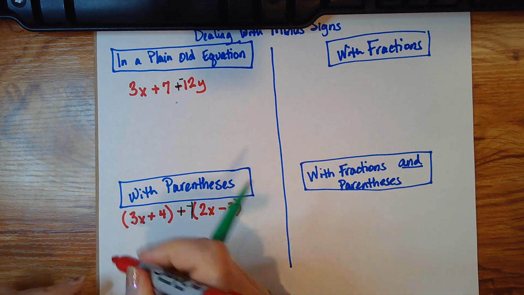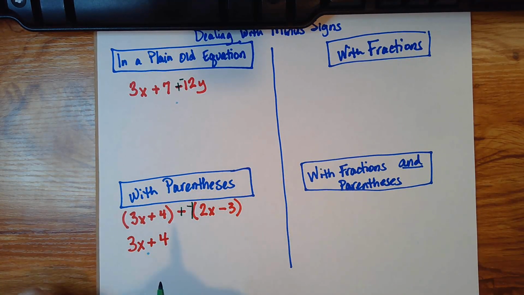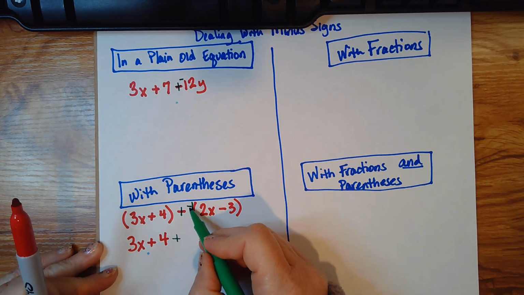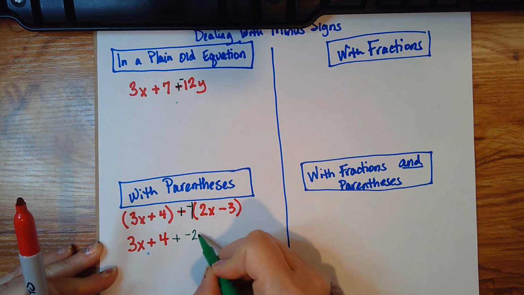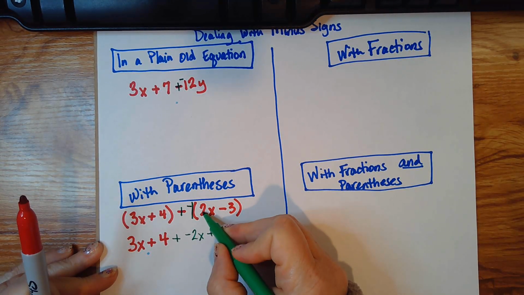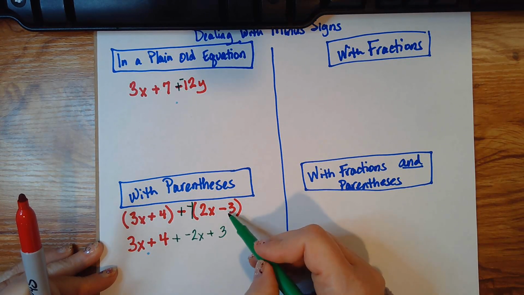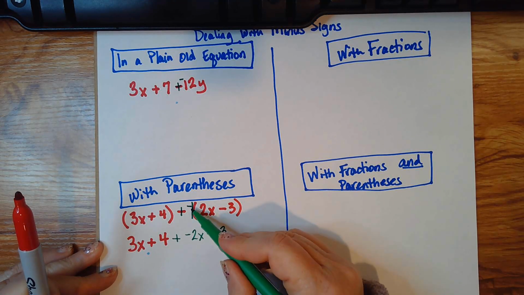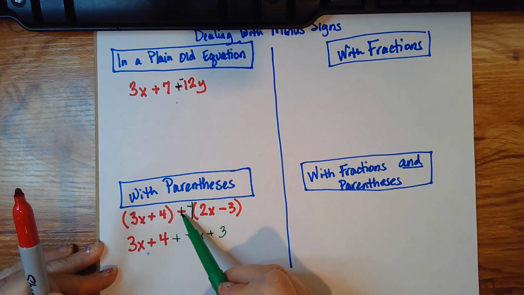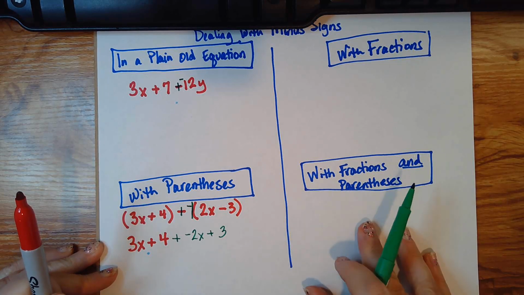So we would still have 3x plus 4, just like usual, but then we would have plus a negative 2x and a positive 3 because this started out positive, so now it becomes negative since we're multiplying it by a negative 1. And here it starts out negative, but we multiply it by another negative, so we wind up with a positive 3. So it has the effect of flipping the sign of everything in the parentheses after it.